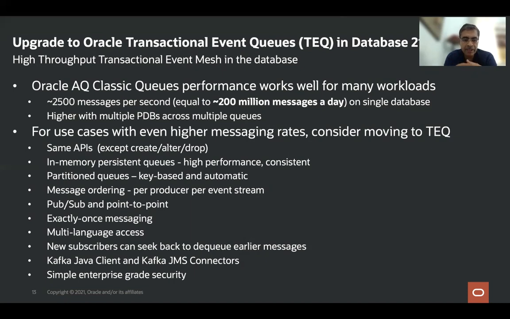Pub/sub and point-to-point, exactly-once messaging, all the good points of AQ, and multi-language access. So you see that it has a lot of what AQ provides, but now it has more. It also provides a Java client and a Java or Kafka JMS connector, so you get Kafka interoperability, or even, in some cases where you have Kafka produce and consume code in Java, you can replace the Kafka broker and use TEQ instead. It also has simple, enterprise-grade security. So again, consider moving to TEQ if you have high throughput requirements.